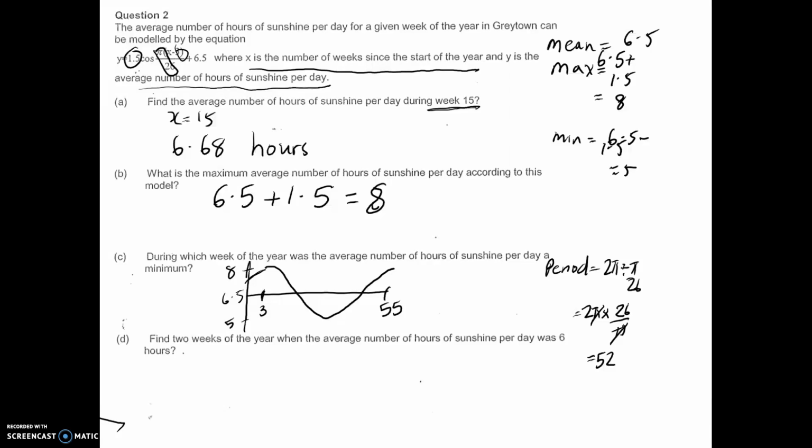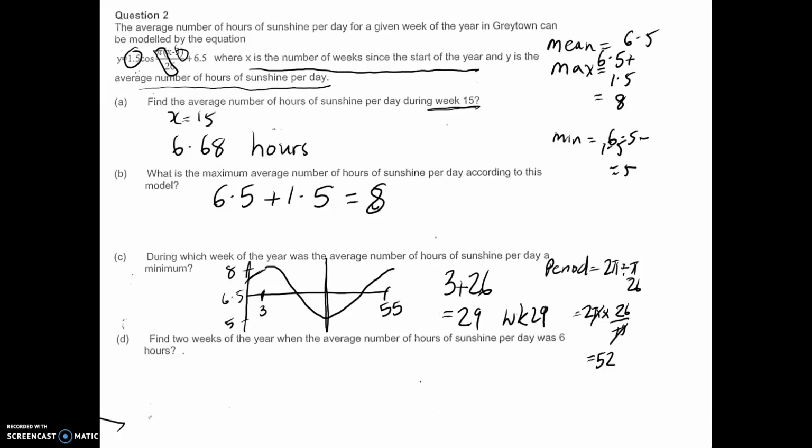The question is, during which week of the year was the average number of hours of sunshine per day a minimum? So this is the minimum. As you can see, it's halfway between 3 and 55, so it's about half a cycle from 3. Since the period is 52, half the cycle is 26. So we know that it is 3 plus 26, which is 29. So the answer is week 29.